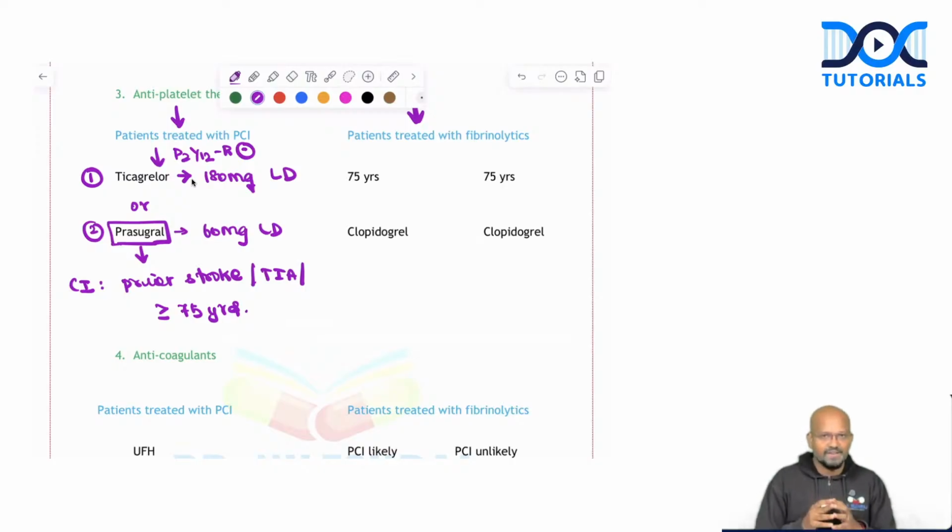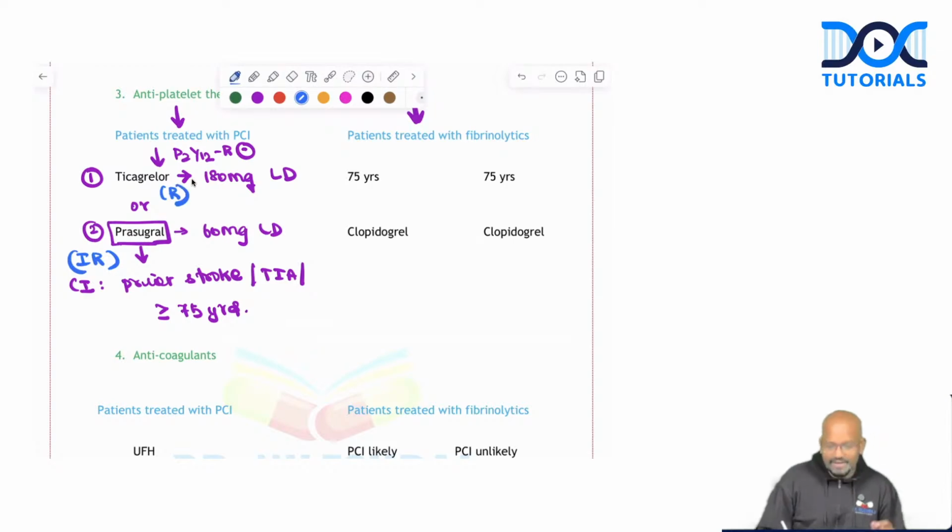Ticagrelor is always a safer alternative. It has very minimal contraindications. The only difference between ticagrelor and prasugrel is that prasugrel is an irreversible P2Y12 inhibitor, whereas ticagrelor is a reversible P2Y12 inhibitor. So the incidence and severity of bleeding are much lower with ticagrelor, and we can easily reverse it.